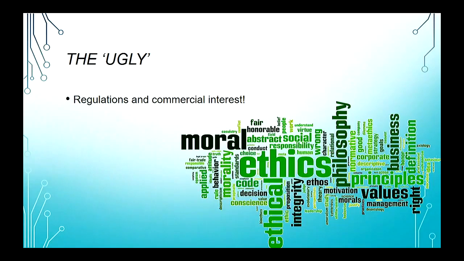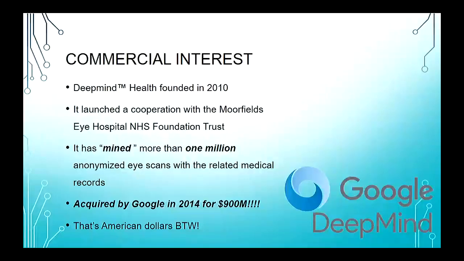So that was the bad. The bad was clinical implementation. What about the ugly part? The ugly part of artificial intelligence is about regulations and commercial interest. So here are some examples where things went wrong implementing AI.